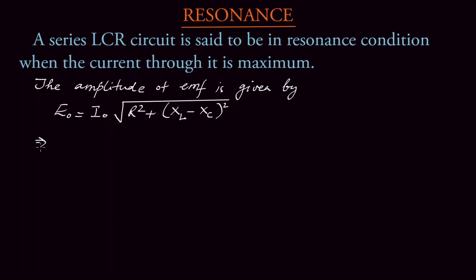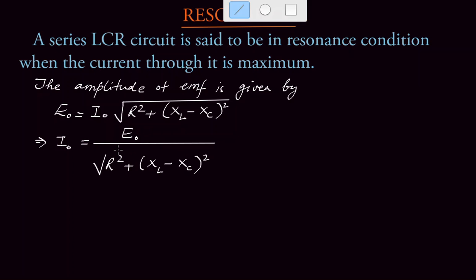So from here, what will be the current amplitude? Current amplitude will be I naught is equal to E naught divided by this term in the square root. And we know very well this term in the square root, what is it called? This is called the impedance. Okay, so basically divided by the impedance. All right, so let's call this equation 1.